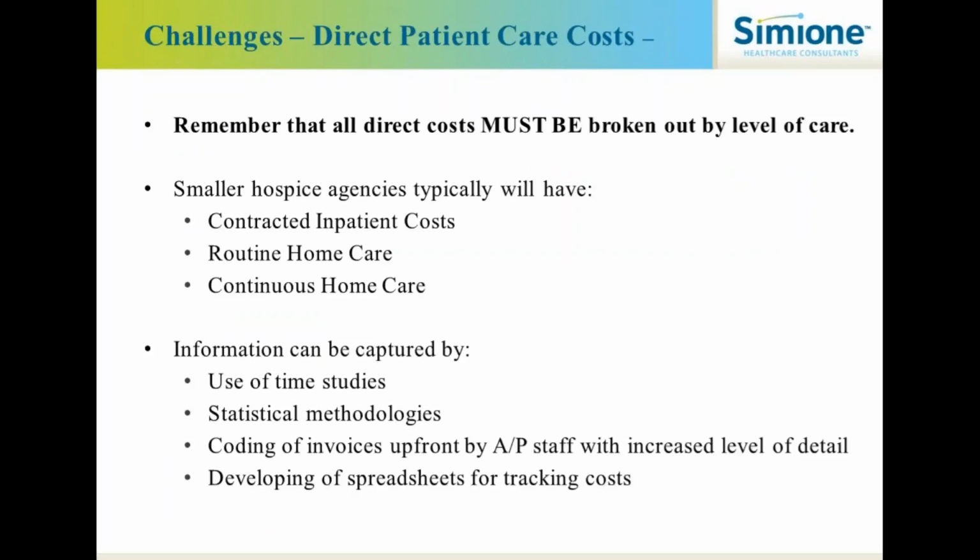Next slide, please. So remember that all direct costs must be broken out by level of care. So if you're a smaller hospice agency, you will typically have your contracted inpatient costs, routine home care costs, and some continuous home care. Remember, the information can be captured by use of time studies, statistical methodologies. You may have to code some of your invoices up front by your AP staff to get the level of detail that you need, or you may just develop spreadsheets for tracking some of the costs.